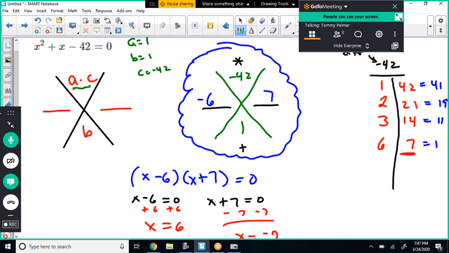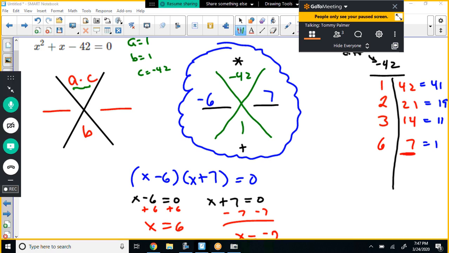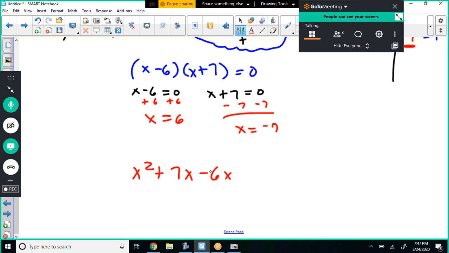Let me do this. Is that minus 42? Yeah, it is. Okay, so these numbers right here that I've got, if I were to combine these, would give me a plus x, right? Would y'all agree?